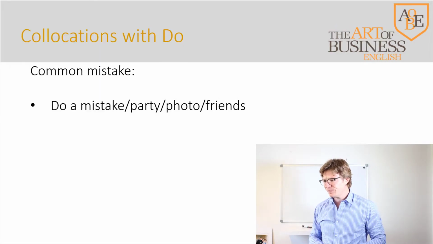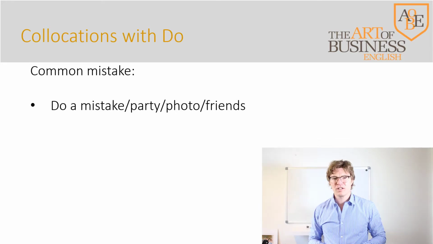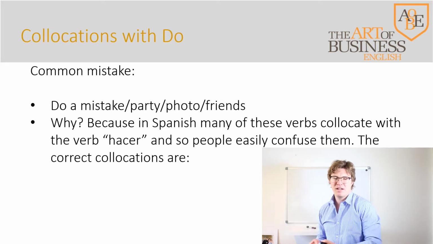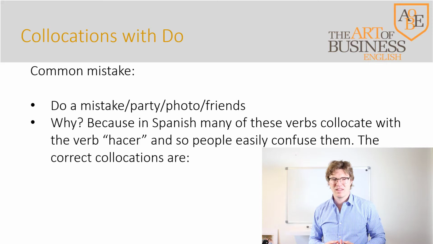Alright, let's look at the next one. Collocations with do. Lots of collocation problems with make and do, but that's okay, we just need to study them. So, for example, "do a mistake," "do a party," "do a photo," or "do friends." I mean, the reason why we have problems with these words is because in Spanish, "hacer una fiesta," "hacer amigos," "hacer una foto," "hacer un error." Okay, so, because the verb is hacer, people just default to do for all of them.